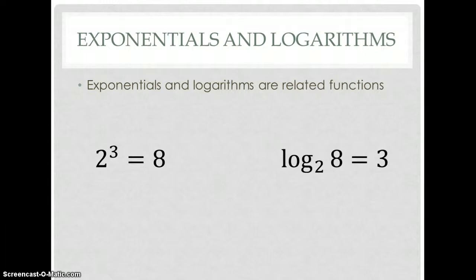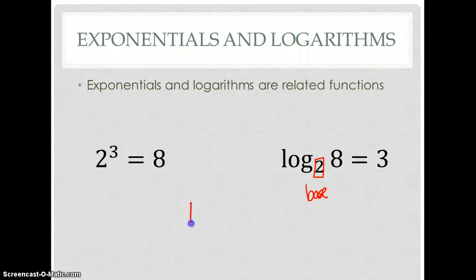If you notice this equation on the left, 2 to the third equals 8, so 2 times 2 times 2 is 8. And then you notice this is a log. When we say this, this little number here is the base of the log. Log base 2 of 8 is 3, but what you notice is there's definitely a relationship between these two setups. We see the same numbers involved.